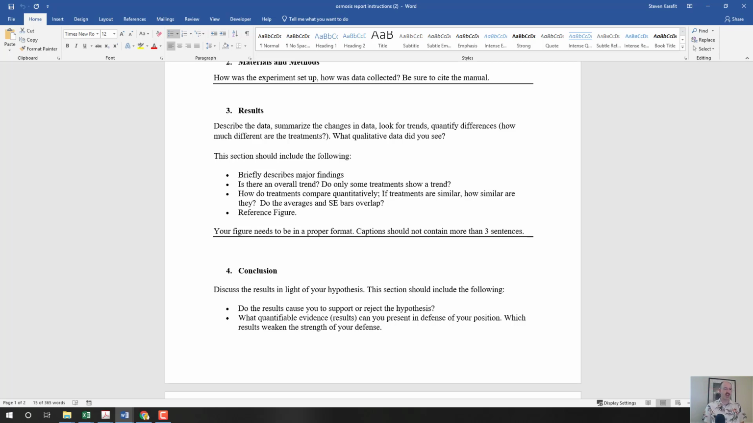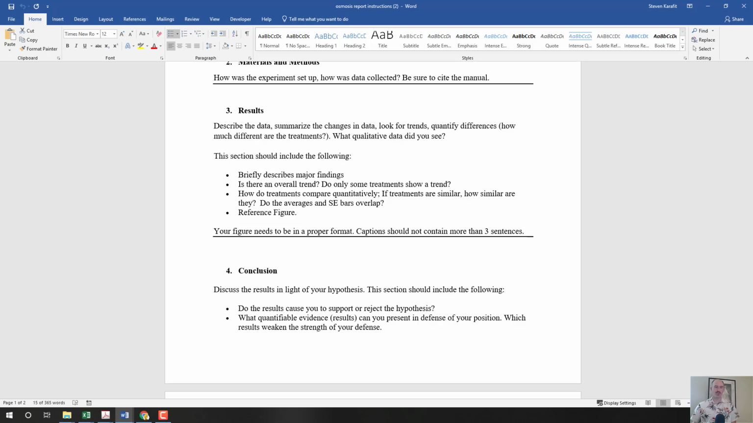If you collected any qualitative data, you want to talk about that. And you want to reference your figure, in parentheses, Figure 1, at the ends of sentences where it's important to do that. You also need to have your figure in there. That's a graph and a caption.